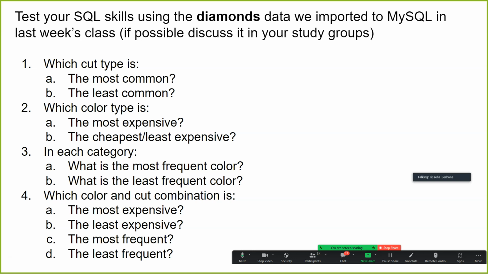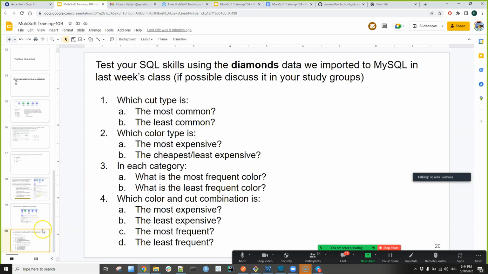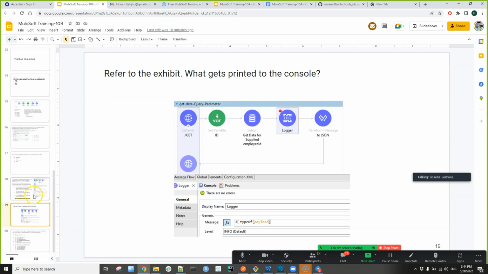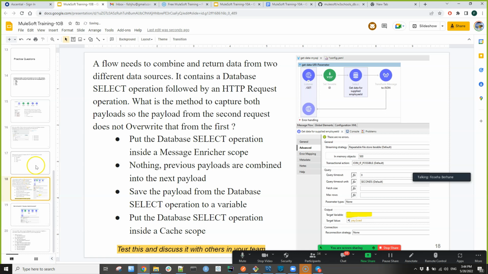And the fourth one is, based on color and cut, get the most expensive, least expensive, the most frequent, and the least frequent diamond types. So this helps you to practice more. Even if SQL is easy, it has some learning curve, but once you practice, you will find it easy. Okay, so I guess this is enough for the first part.